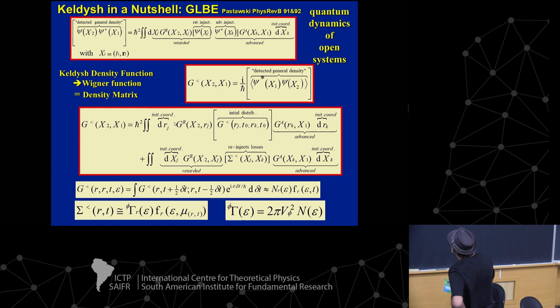Essentially you will say that you have an initial density, a wave function with its conjugate and the normal wave function. Each term will evolve: this will evolve with the retarded Green function, and this will evolve with the advanced Green function. And with this, you get the final density.